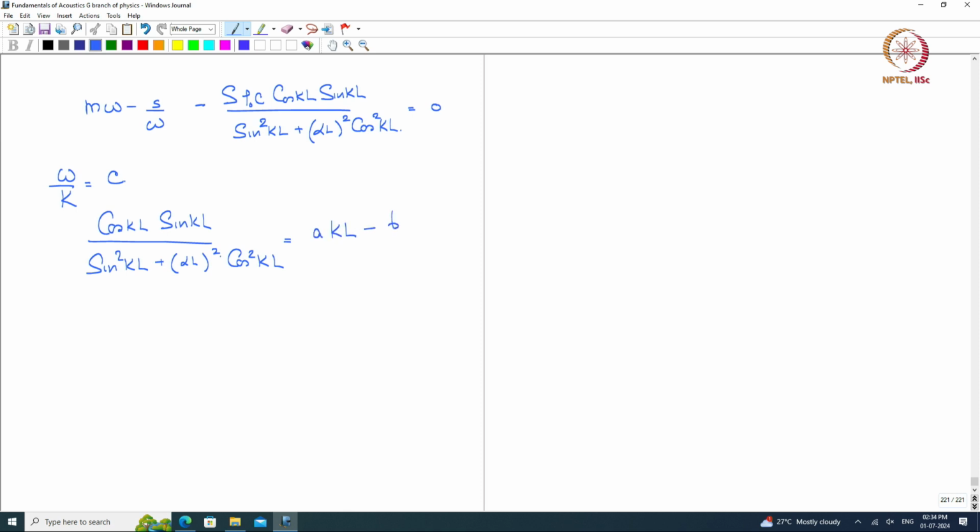can be written as A times k L minus B over k L, where A is the ratio of the mass of the driver over the fluid mass in the pipe, and B is the ratio of stiffnesses: the stiffness of the driver, s into L, divided by S into rho 0 c squared, the fluid stiffness.